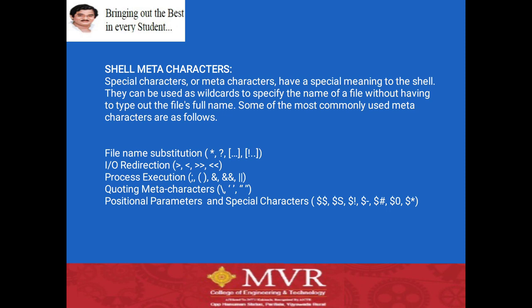Similarly here also, every meta character in Unix has a special purpose and meaning, so that you can use them whenever it is required. Those are classified into these 5 categories. We will see each category one by one.